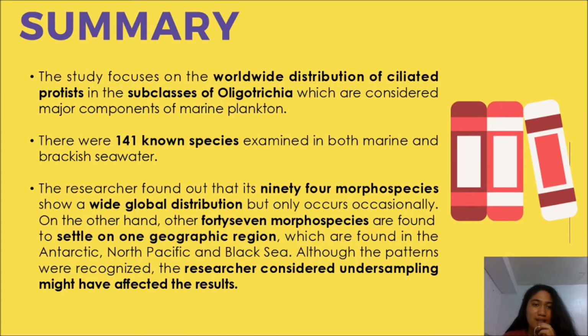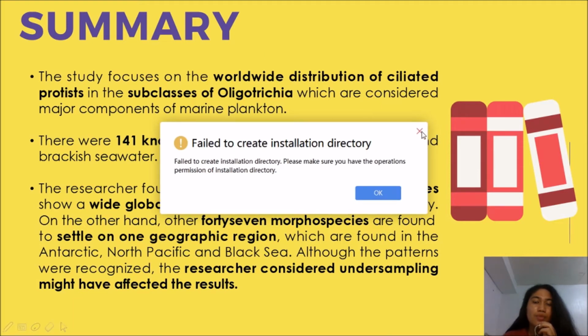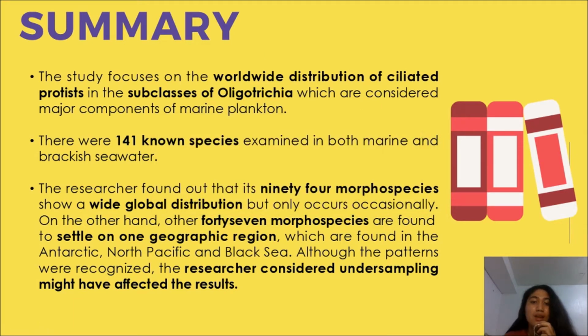To summarize Sabine Agatha's research paper, her study focuses on the worldwide distribution of ciliated protists in the subclasses of Oligotrichia, which are considered major components of marine plankton. Oligotrichids and choriotrichids contribute to the multi-step microbial food web and dominate the marine microzooplankton. 141 species and their synonyms were examined and analyzed using ecological and taxonomical data available at that time.